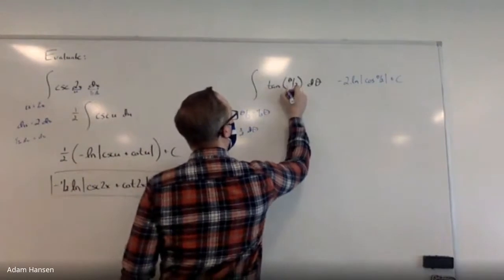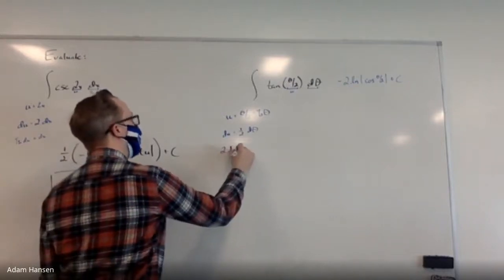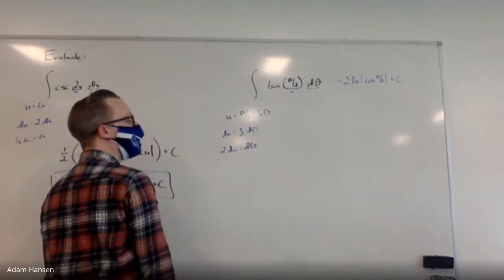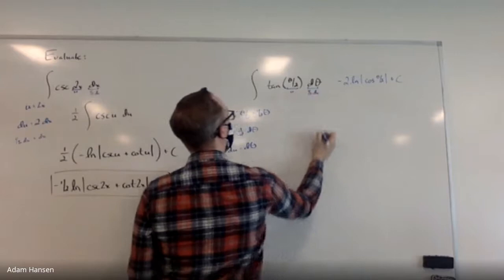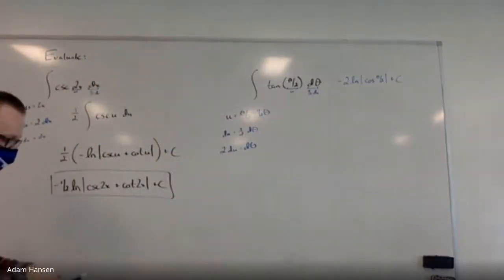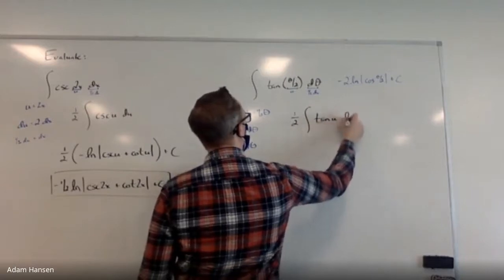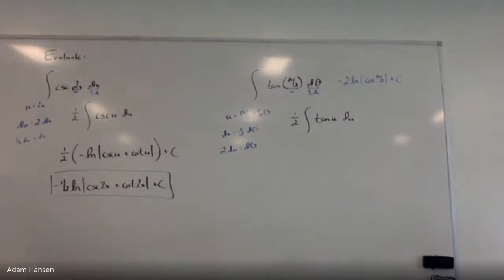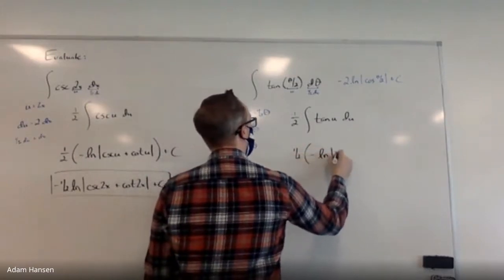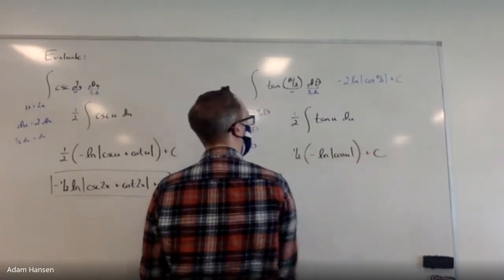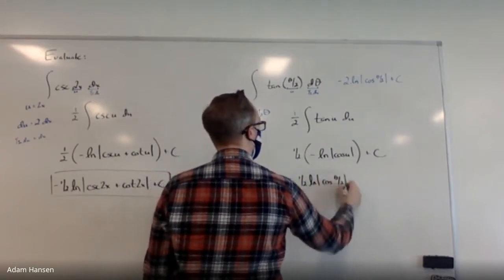Theta over 2 will be equal to u using our first substitution, but what's d theta equal to? 2 du's is a d theta, if half d theta equals du. Bring out the 1/2 typically to the front, and I'm left with the antiderivative of tangent u du, which from the notes over here is negative ln absolute value cosine of u plus c. Negative 1/2 natural log absolute value of cosine of half theta plus c.